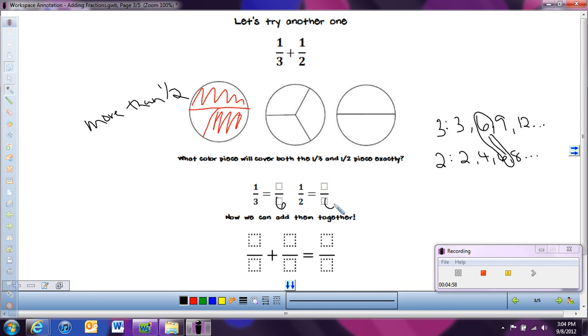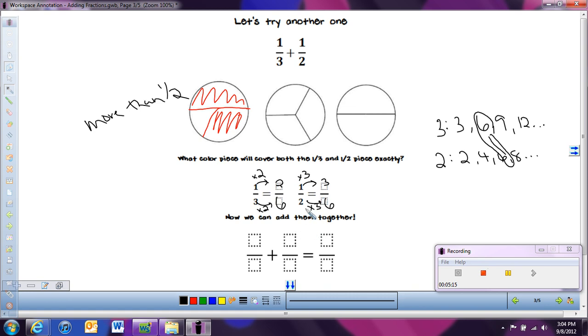So now we're going to create equivalent fractions. To go from 3 to 6, we're going to times by 2. Whatever we do to the bottom, we do to the top. So this will be 2. Over here we have 1/2. We go from 2 to 6, we're going to times by 3. And times by 3 on the top and get 3.